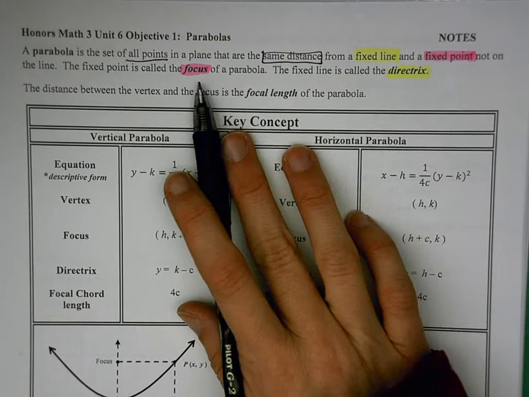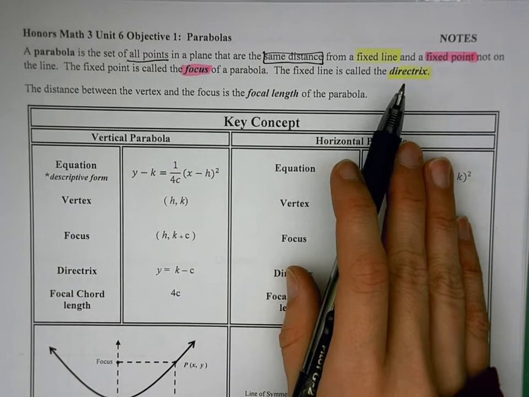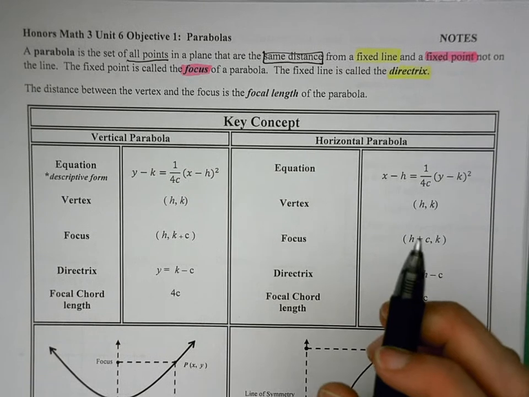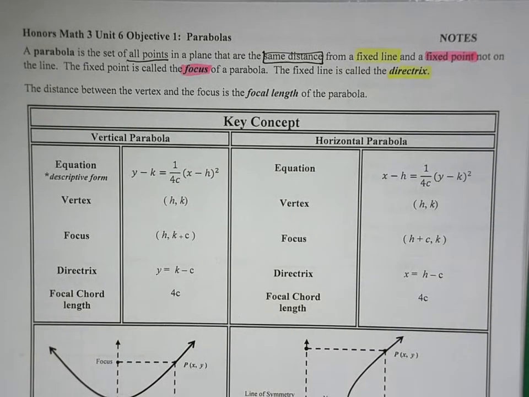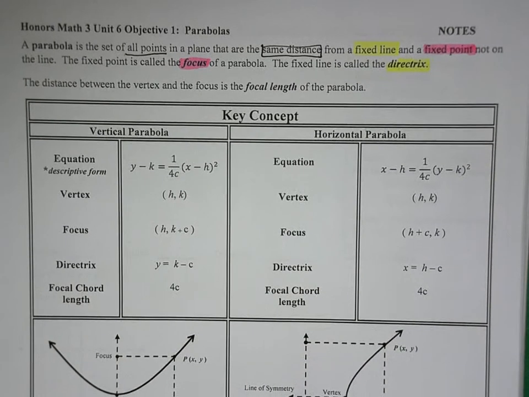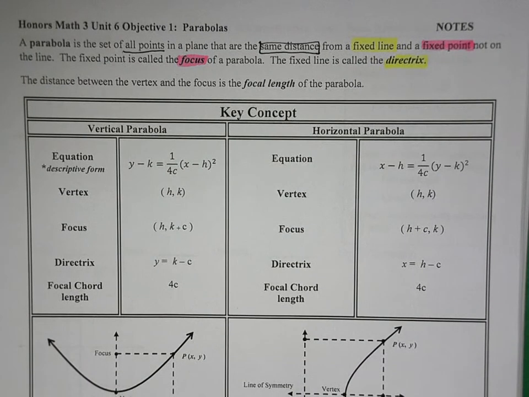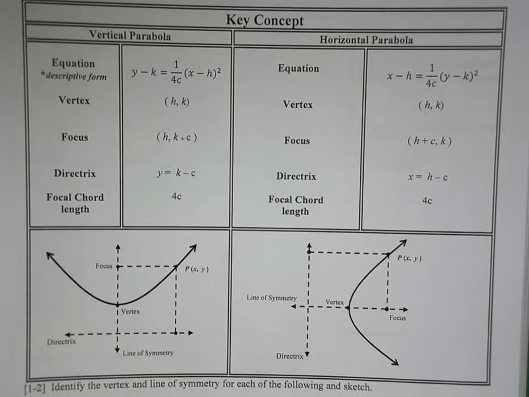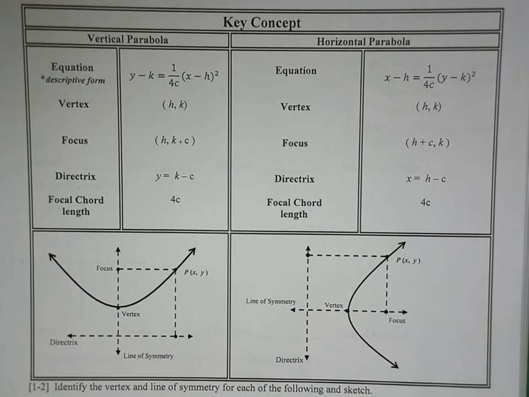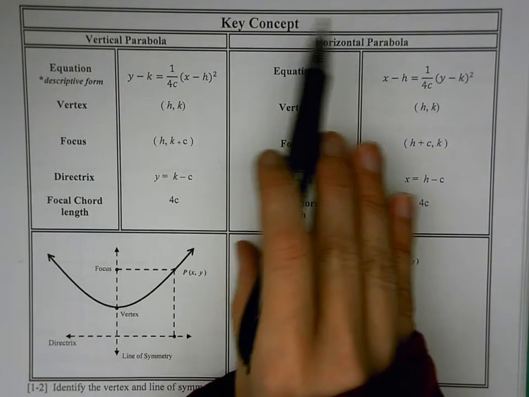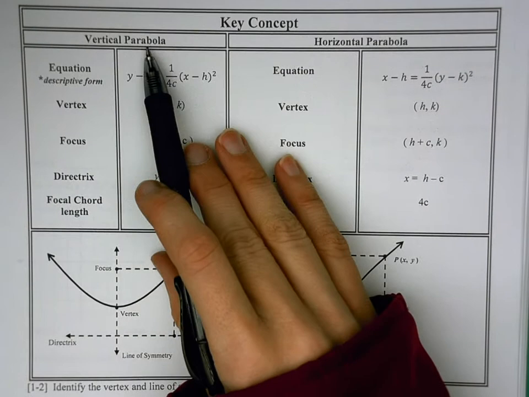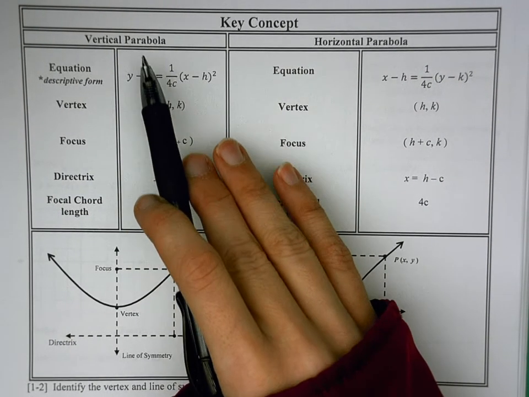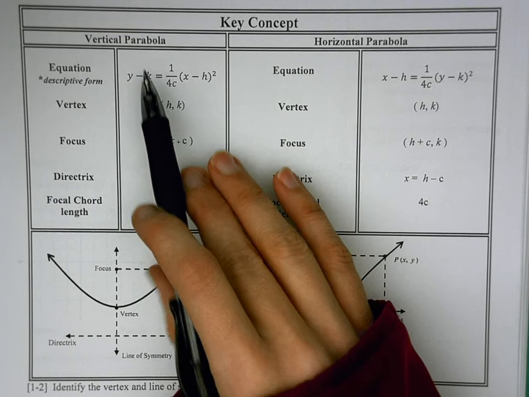Because these two settings here, the focus and the directrix, the equidistant from those two things is what generates our points. Okay? And then we've got the distance between the vertex and the focus is the focal length of the parabola, which again is going to come into play. Okay, so some key concepts here about parabolas. We've got vertical parabolas and we've got horizontal parabolas. Vertical parabolas are the ones you've been working with, I'd say, a little bit more frequently, a little bit more comfortably over the last year and a half or so.